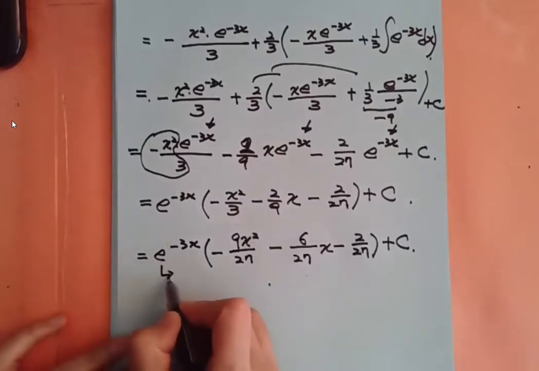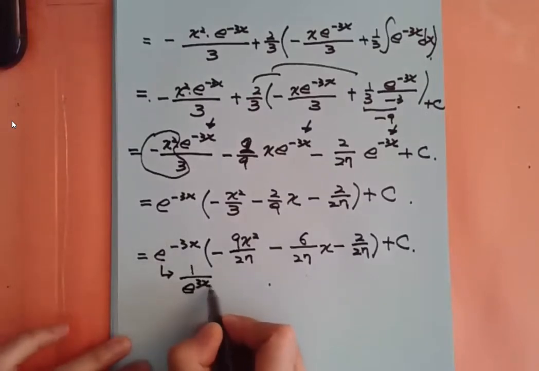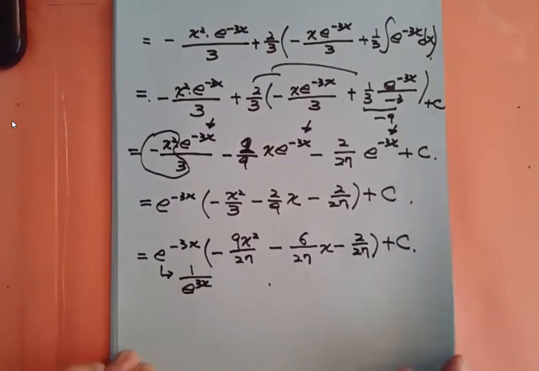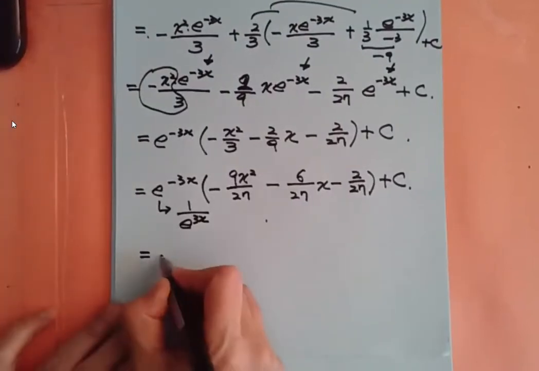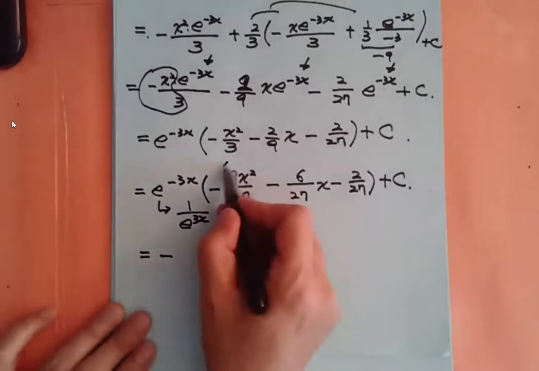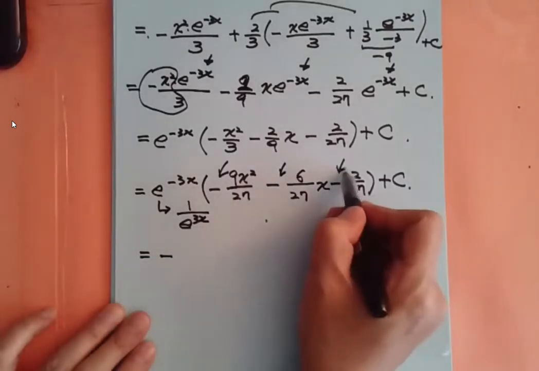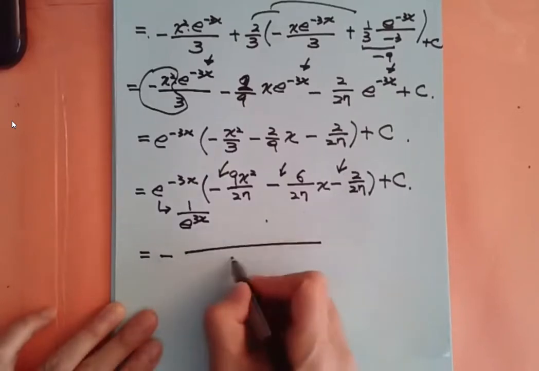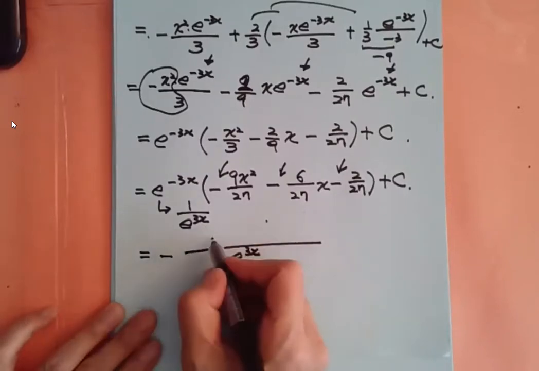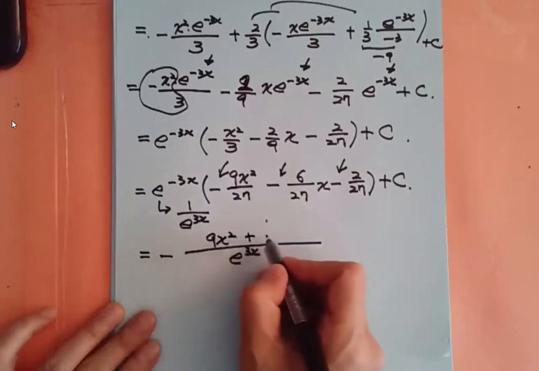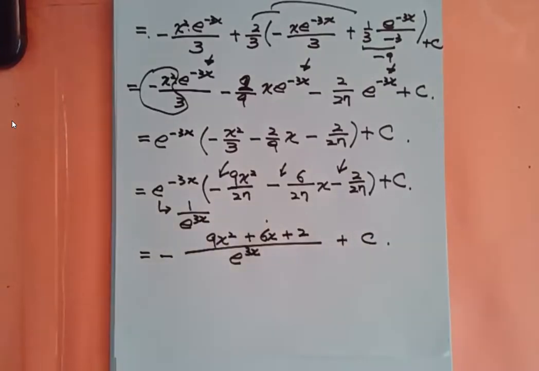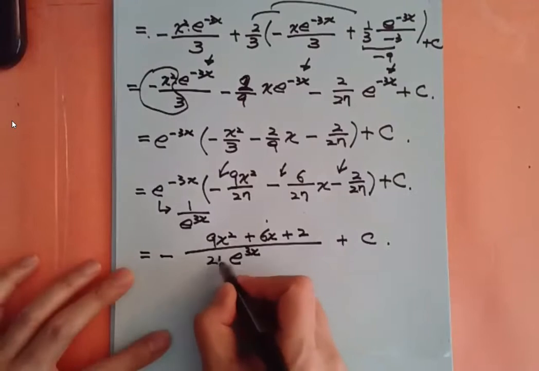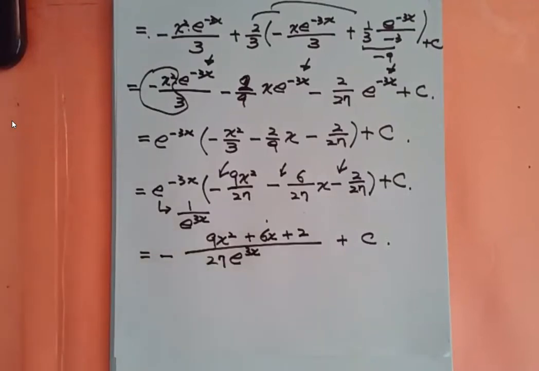And this one can be written as 1 over e to the 3x. So when we combine all those, we get that equals what? All of them have a minus sign, and so we will pull that out. And the denominator is e to the 3x, and then 9x squared plus 6x plus 2 plus c. So indeed, it's 27 in the denominator. Any questions so far?